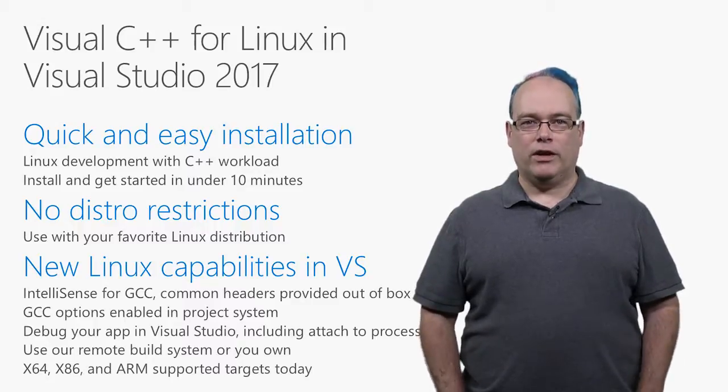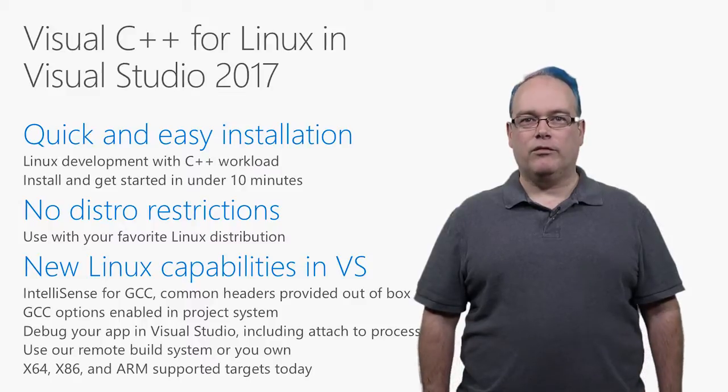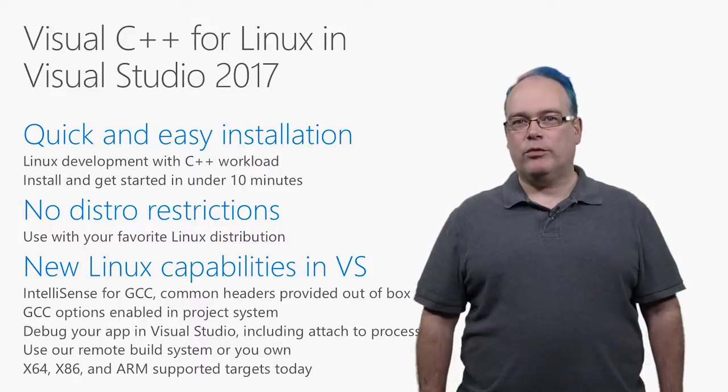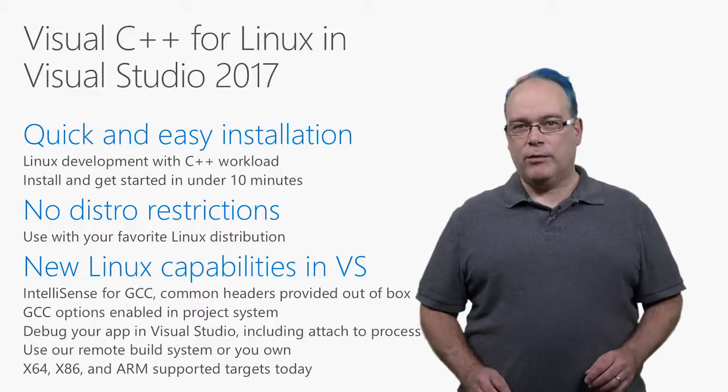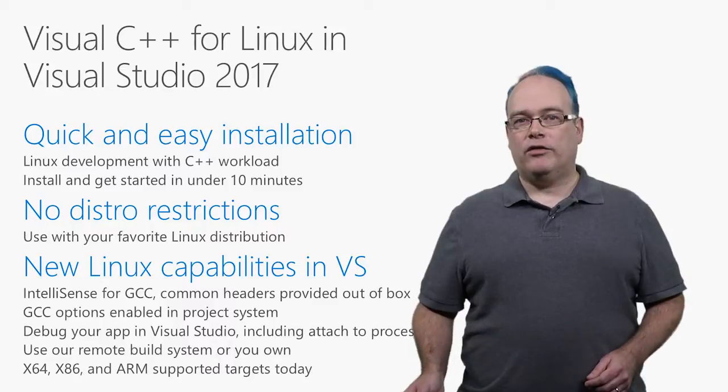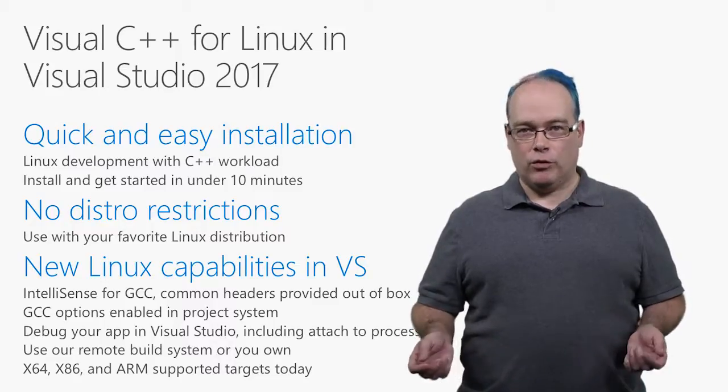What this workload is going to allow you to do is work with your C++ code in Visual Studio. IntelliSense works with common headers provided right out of the box, and you can always add your own. Our project system allows you to control the common GCC options, and we support syncing your files to the remote Linux machine and building them natively there. You can use our project system to do this, or bring your own makefiles or build scripts.